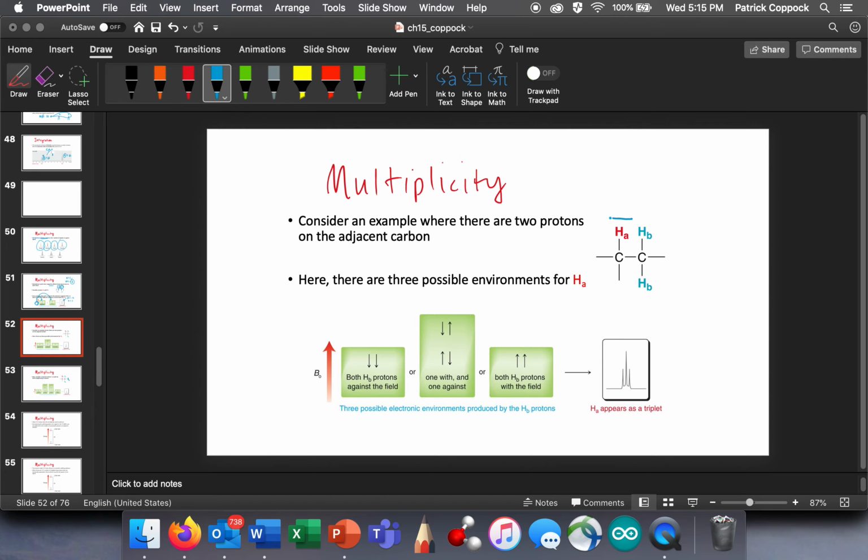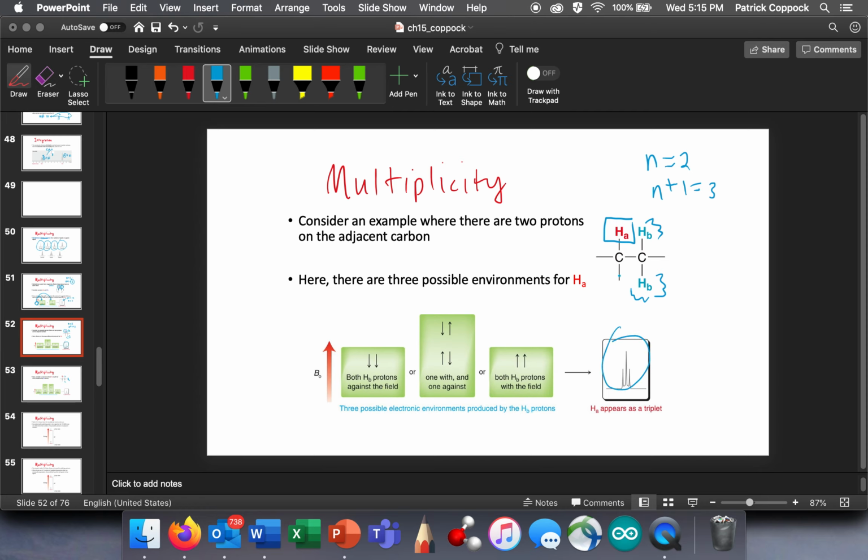Suppose that we want to measure HA, but now HA has two neighbors. Now, don't be fooled that this HB is down here. Remember, Lewis dot structures are not necessarily the three-dimensional shapes. Both of these protons are equally close to this HA. So that means that this guy has two neighbors now. N is equal to 2, n plus 1 is equal to 3. It's going to get a triplet.